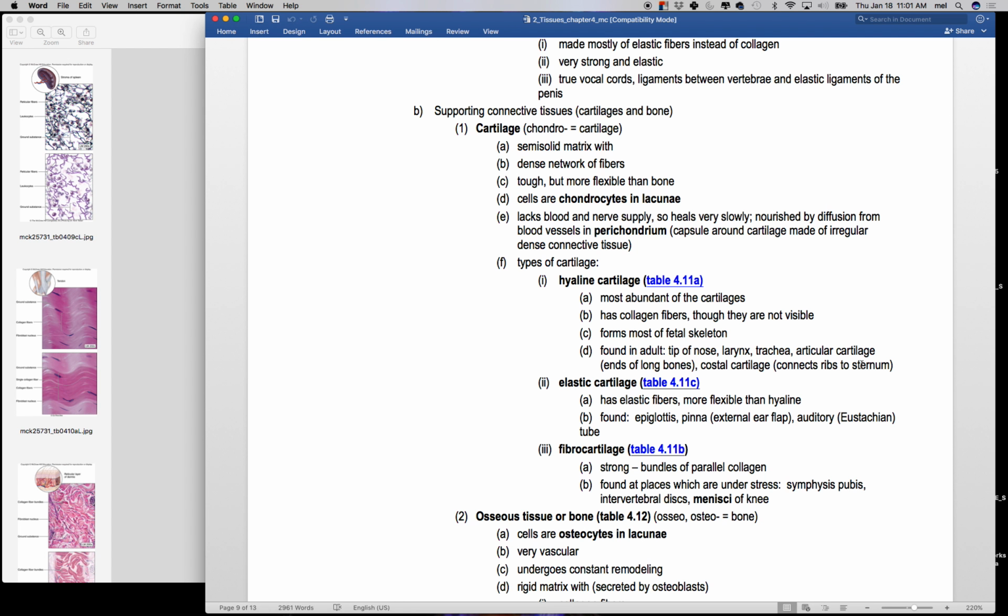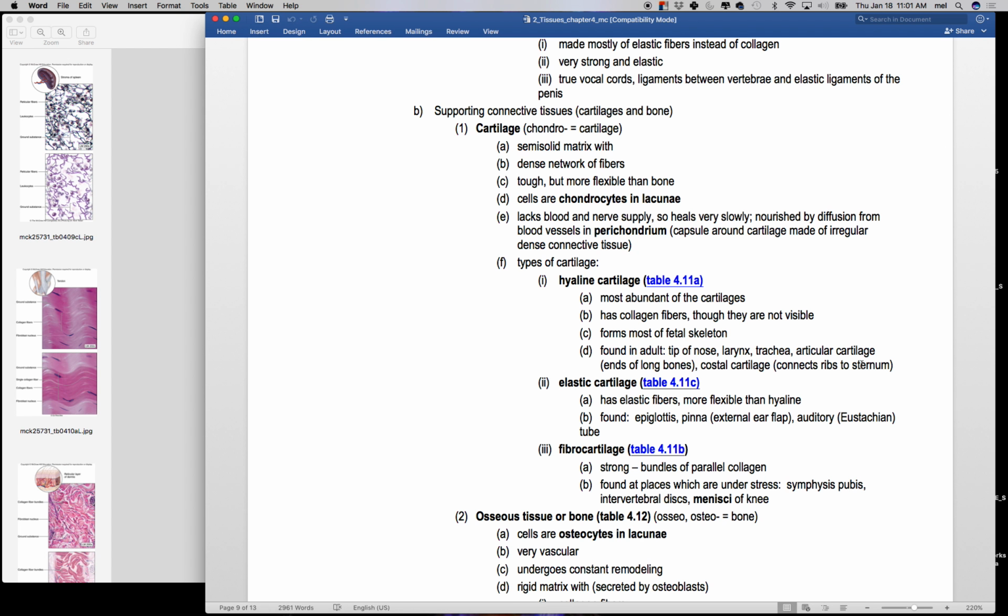Okay. Now we'll start the supportings. The supporting connective tissues include the bones and the cartilages. So in this set of notes, for some reason, you learn 3 cartilages and only 1 bone. There's actually 2 kinds of bone. You'll learn the other one in the next set of notes. So supporting connective tissues, cartilage, and bone. There are 3 cartilages that you're learning.